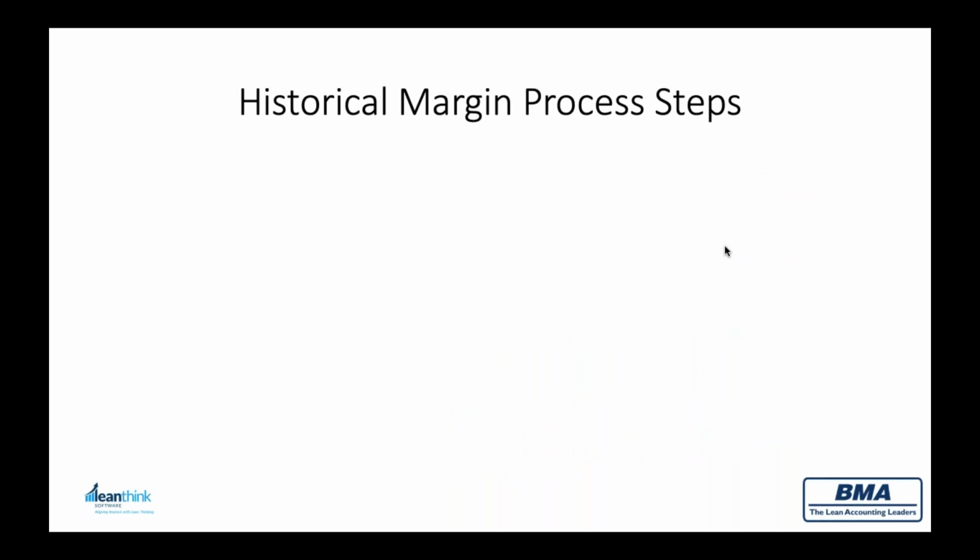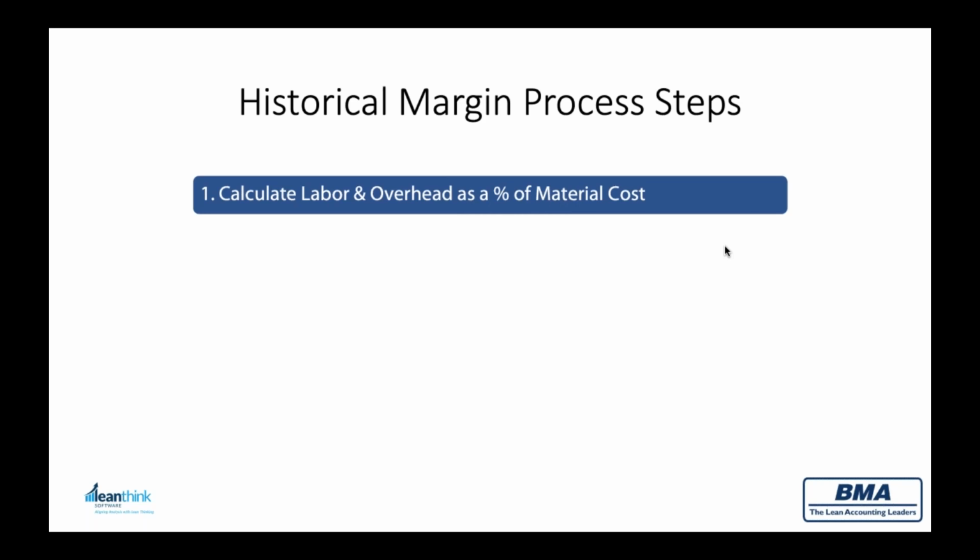The historical margin is about trying to keep the margins that you have under standard costing consistent, or your lean inventory valuation consistent with your standard costing margins. This was a methodology that I worked with in a company because the company and the auditors wanted to do this. So what are the steps? First of all, you have to calculate what these percentages are.